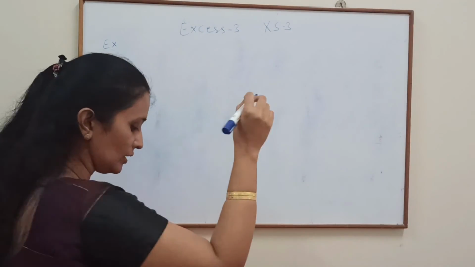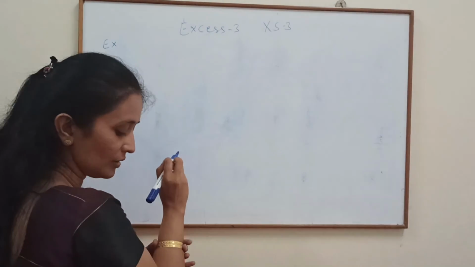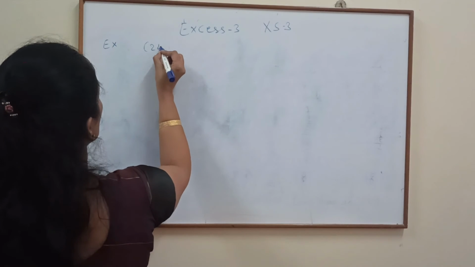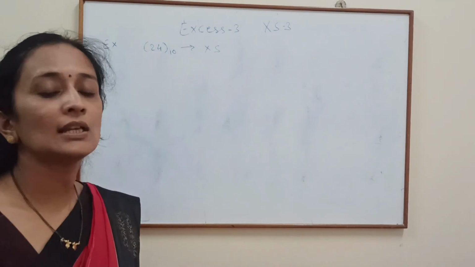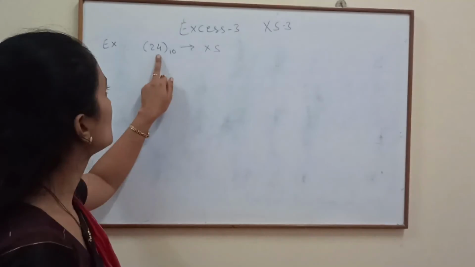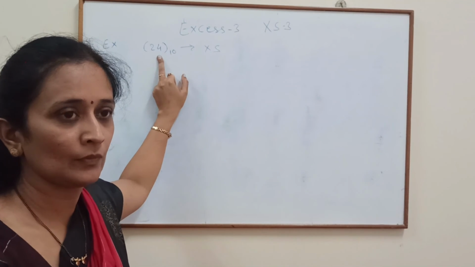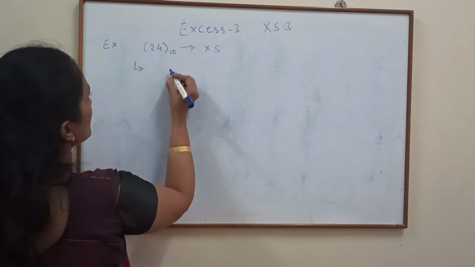First we will convert decimal number 24 to its XS equivalent. What is the procedure? First we have to find out the BCD equivalent. How to find out the BCD equivalent? For that, first take down the number.